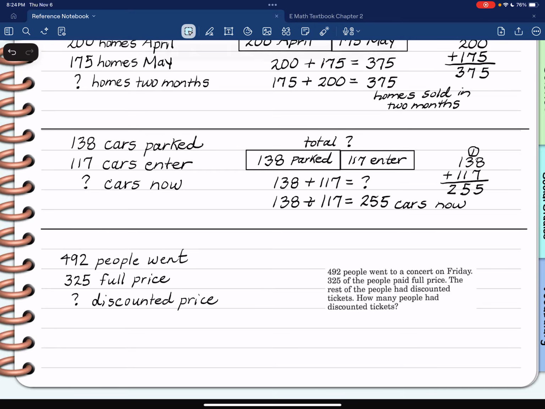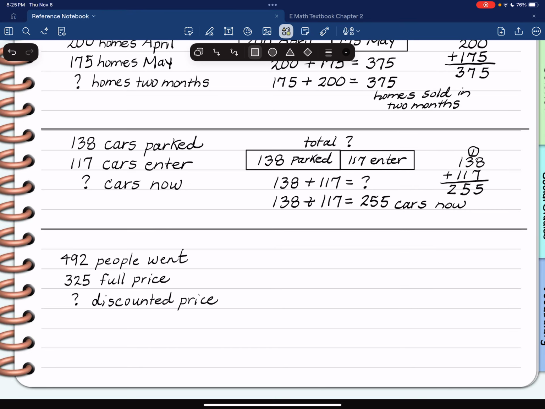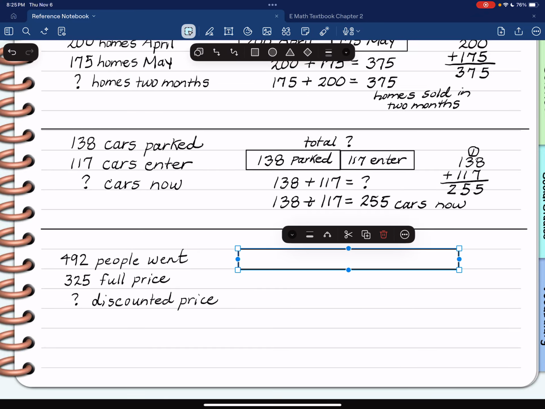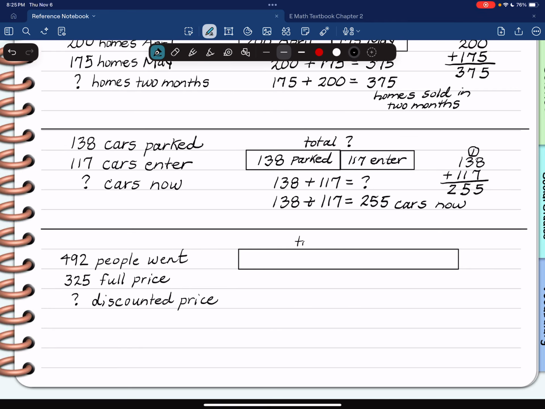So once you have the bare bones of your problem, you can get rid of the words. And then let's focus on what we know. This time we know the total. So I'm going to go ahead and draw the full bar, and I'm going to label that appropriately. The total was 492. And a big chunk of them paid full price. 325 paid full amount for the tickets.